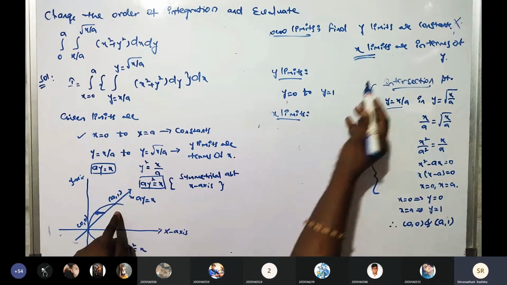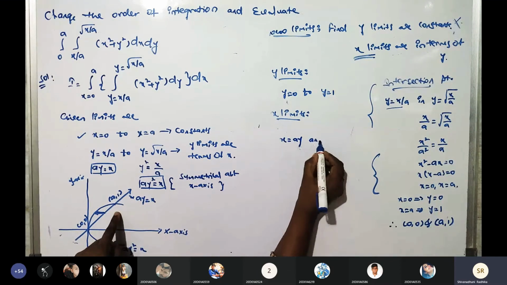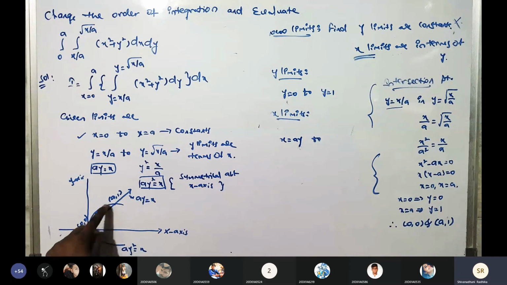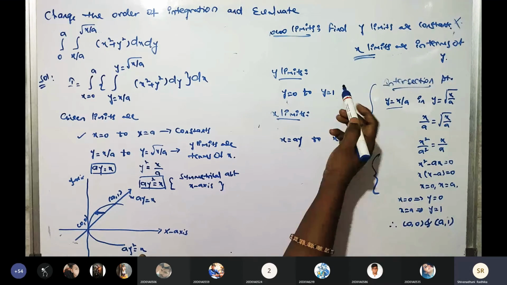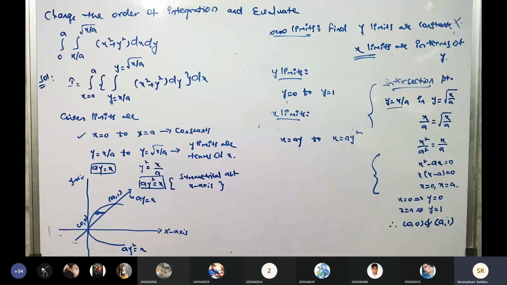We are going to find the x limits, so x equals ay. The end of this strip is what here? This is the curve ay square equals x. Again we write x equals ay square. The x limits are in terms of y: x equals ay and x equals ay square. Is it clear, all of you?